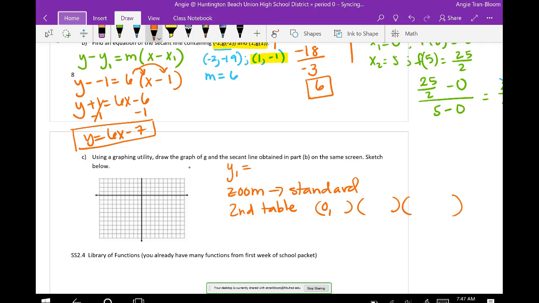0, -3, so 0, -3, plot it in. What else? You need minimum 3 points. 1, -1. Okay, I need one more point. 2, -3. Okay, is that enough to draw a graph? Yes. Second table will give you everything you need.